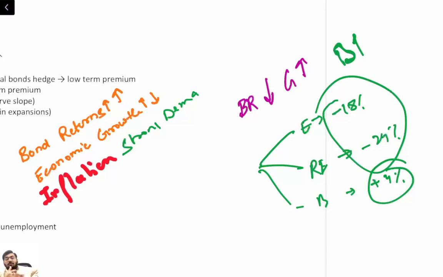When inflation comes from strong demand, your bond return will fall. You see, earlier it was 6%. Now it is only 4%. But still you are happy with it, because other asset classes are not giving you the required return. Clear? So the first case is clear, when inflation comes from strong demand.